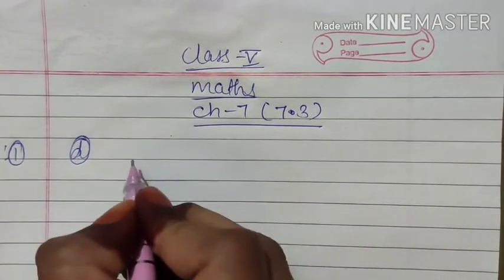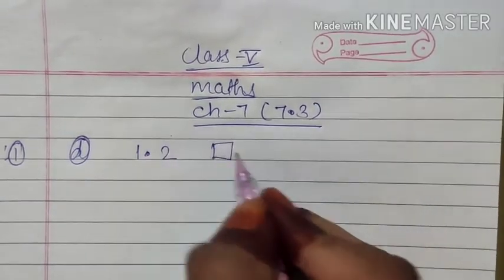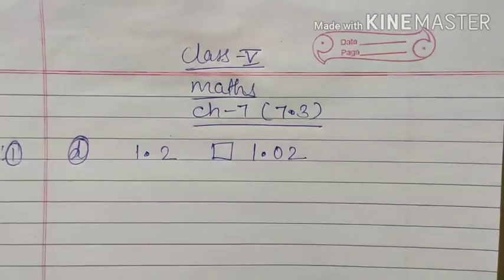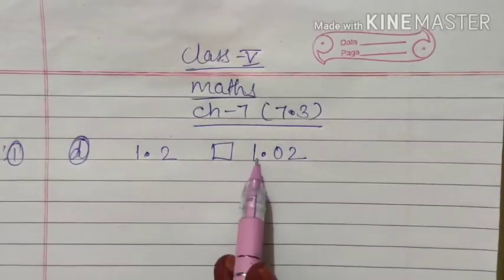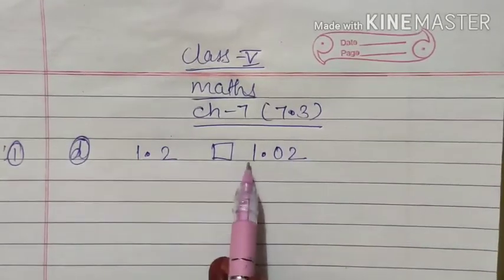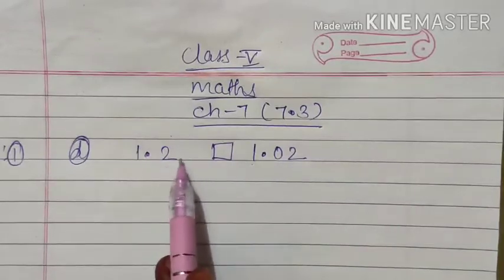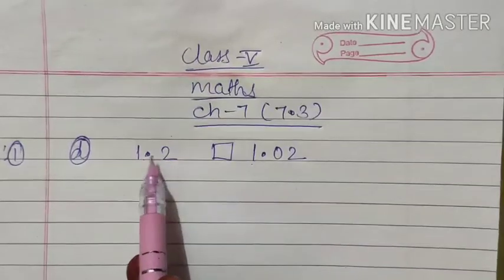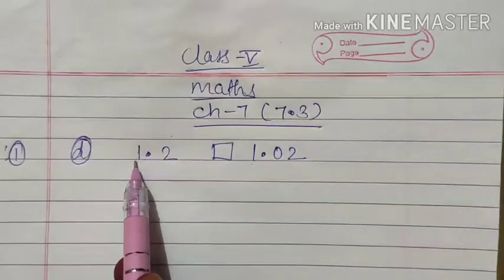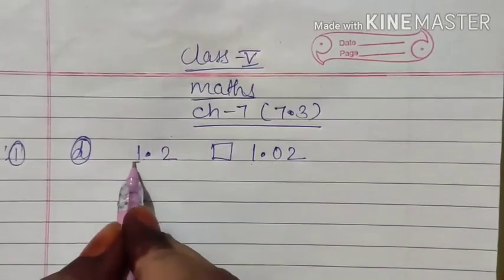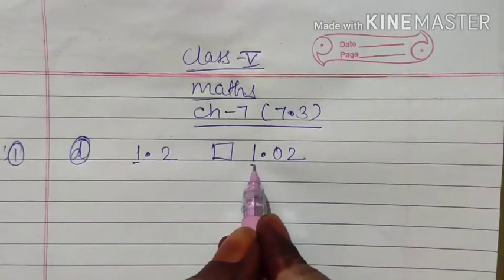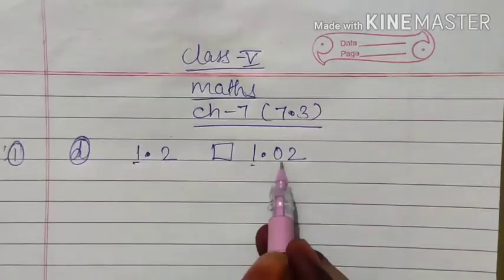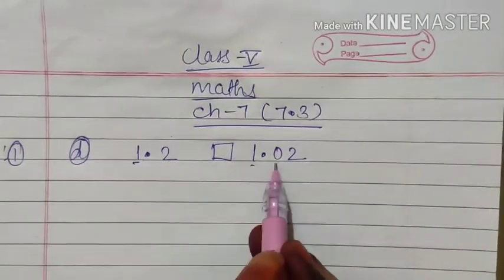Let it be D. So the question is 1.2, then box, and then 1.02. We have to fill here greater than or less than symbol. First of all, we will see the number before decimal. If we are having different numbers, then the number which is greater, that decimal will also be greater. That means before decimal, without looking the right hand side of the decimal, we can decide from left hand side itself. Or if the left hand side numbers are equal, suppose here also it is 1, here also it is 1. In that condition, we will go to just next number of the decimal, which is here 2 and here 0. We know that 2 is greater than 0.